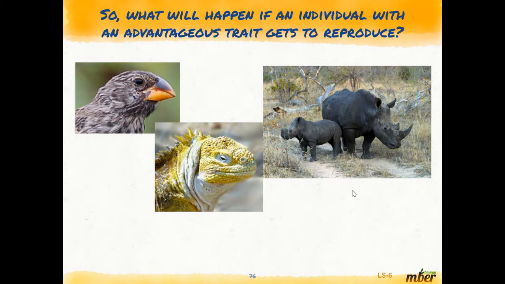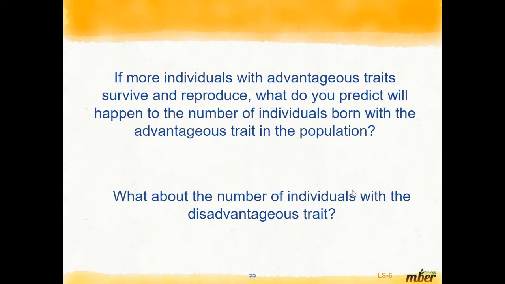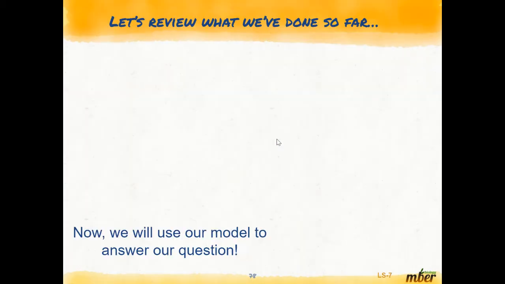So what will happen if an individual with an advantageous trait gets to reproduce? Well, they produce offspring that look similar to them. If more individuals with advantageous traits survive and reproduce, what do you predict will happen to the number of individuals born with the advantageous trait in the population? What about the number of individuals with the disadvantageous trait?